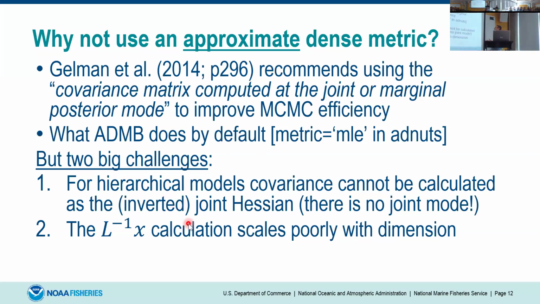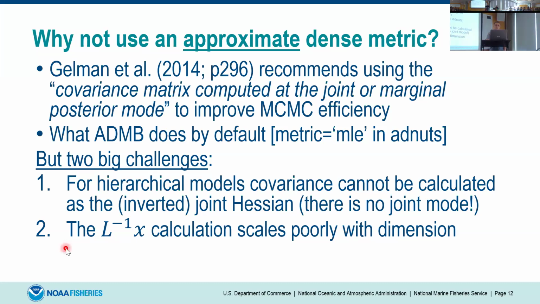But for hierarchical models, we have a problem. We can't invert the Hessian because there is no invertible Hessian for hierarchical models. They don't even have modes. The mode is the variances going to 0 and the random effects being constant. This is why you typically can't just optimize a joint hierarchical model. This is why we have a Laplace approximation. So there is no joint model.